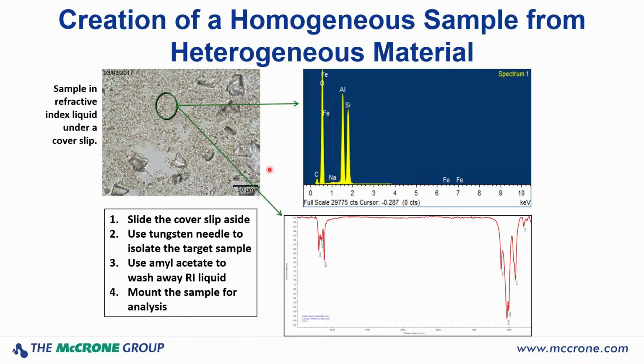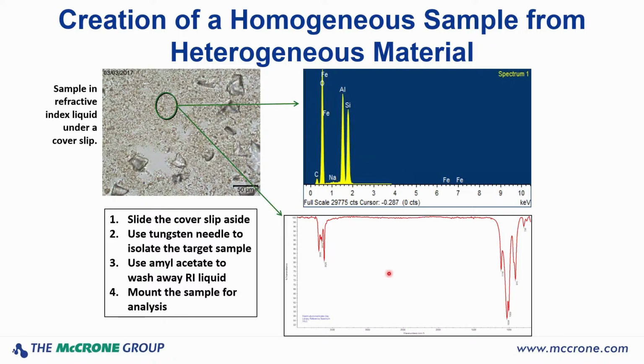Let's talk about how to make a homogeneous sample from a heterogeneous material. I've already analyzed this sample, and this is clay, all of this fine brown particulate. We're looking at it in a polarized light microscope. It's mounted in 1662 refractive index liquid, and I've removed isolated samples of this material and prepped it for EDS and for infrared, and identified that as clay.